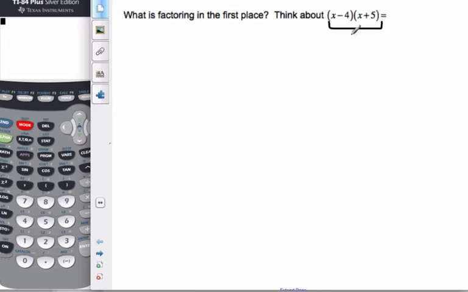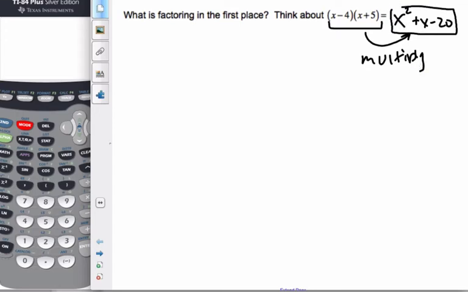If we multiply it using the box method that we know, and we collect like terms, we get x squared plus x minus 20. And to go this direction, this is multiplying. Now what factoring is, it takes this scenario and goes in the other direction. Going in this direction is factoring.